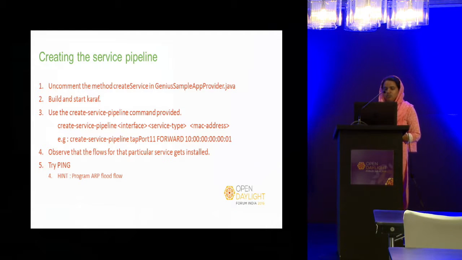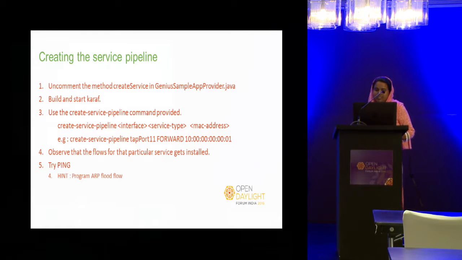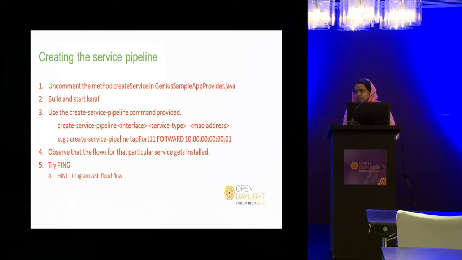So whenever you create your service pipeline with the interface name, and this is the service, and you're providing a MAC address. The logic we have put inside the forwarding service is, whenever a packet comes for the destination, this particular MAC address, forward it on the corresponding port. We have just programmed such flows. So once you do this, create service pipeline, you should be able to do the ping.